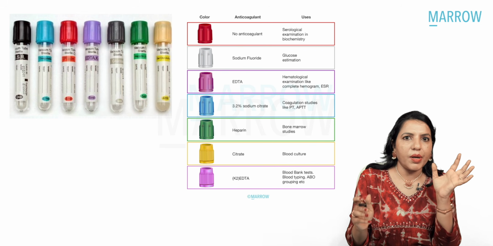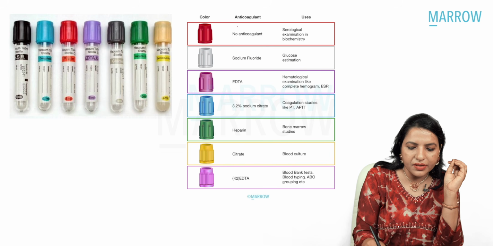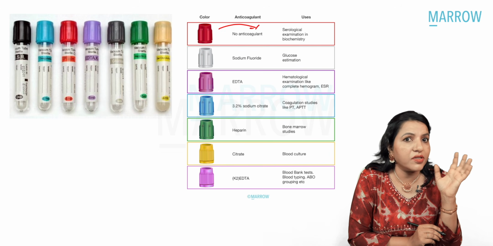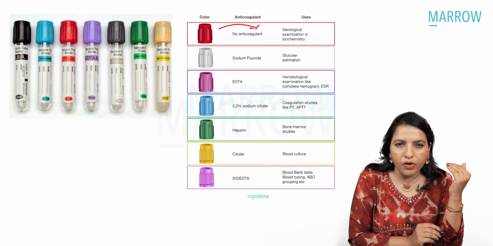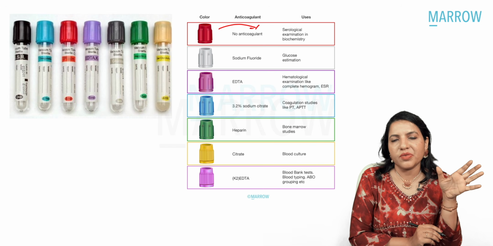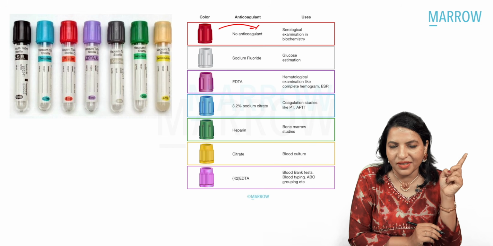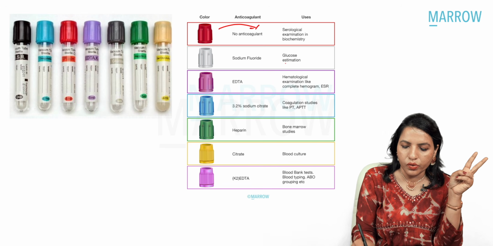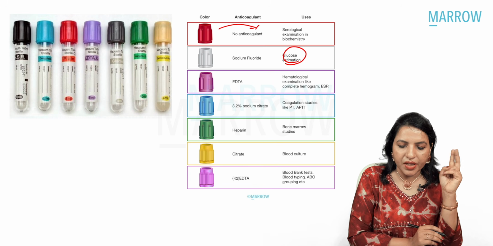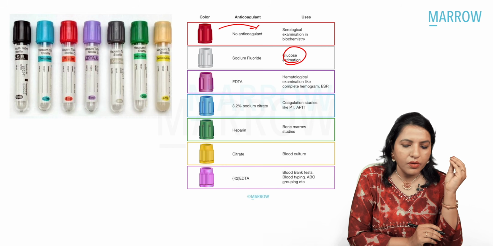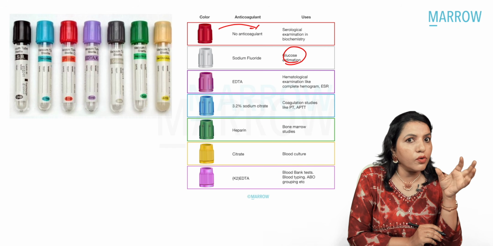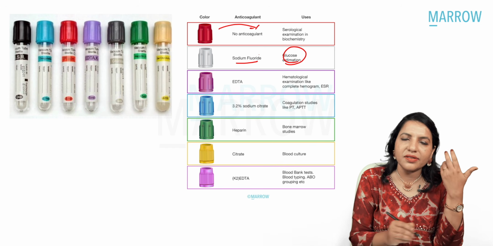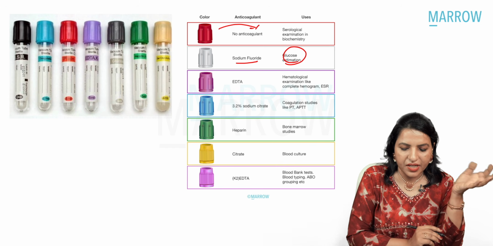So first remember red. The red is one where no anticoagulant is added, and it is used for serological examination. That is the majority in biochemistry. What we get is, one, the red. The second that we usually get is the glucose tube. For glucose, always remember it is the light gray color. What is the anticoagulant used there? Fluoride oxalate mixture. You can see sodium fluoride, plus you can also see oxalate.